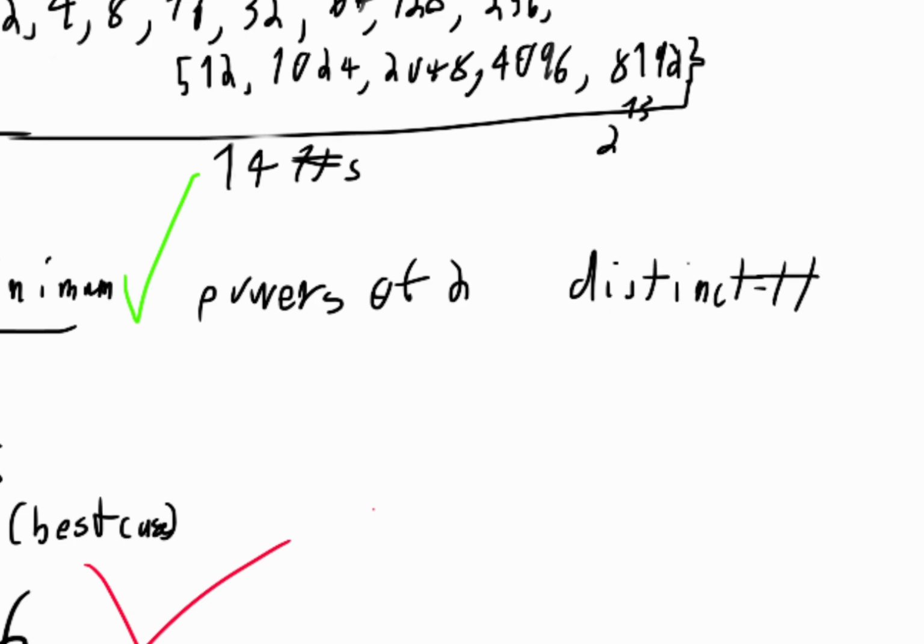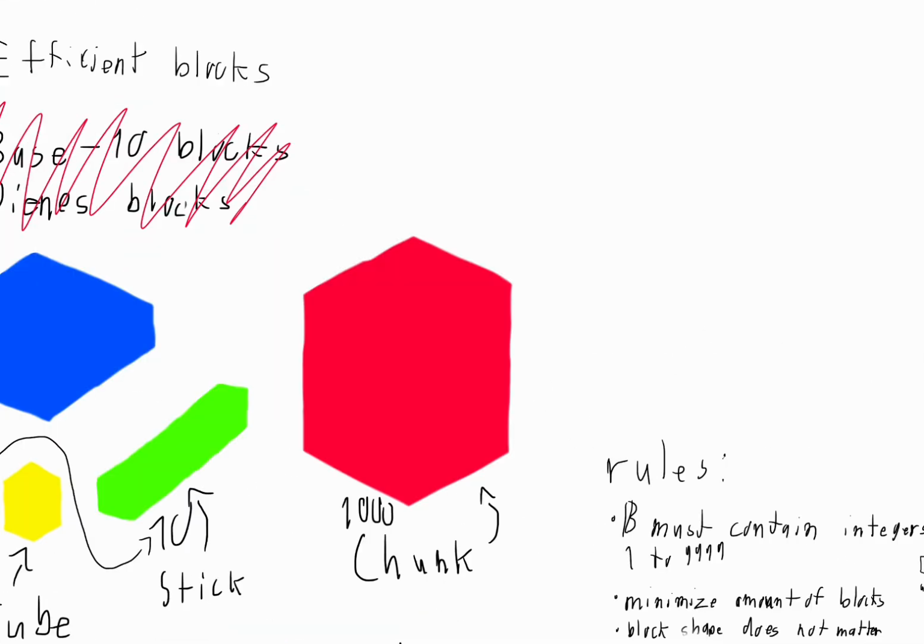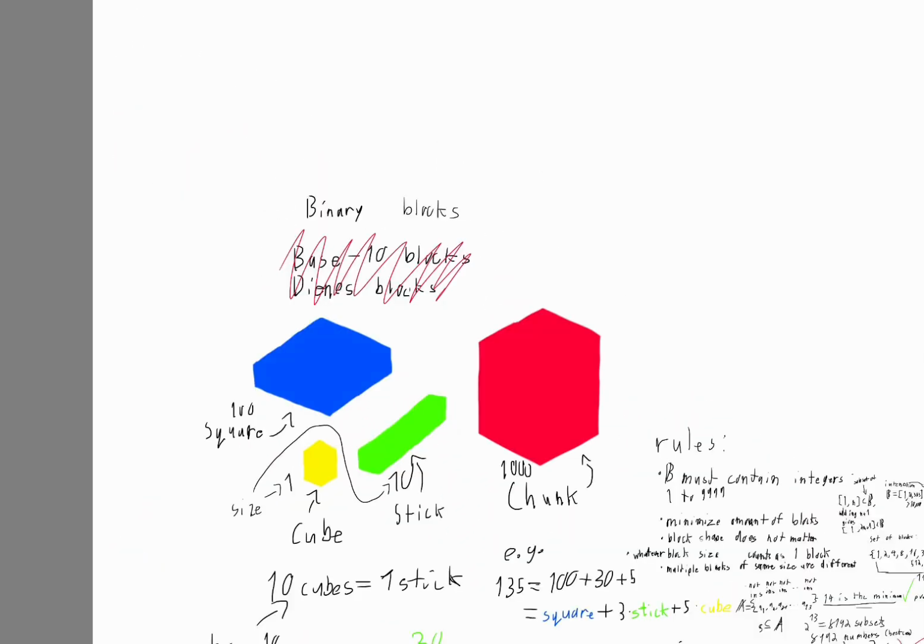Notably, the powers of 2 don't ever repeat a subset sum, which makes sense because of binary. So there you have it. Binary blocks are superior to base 10 blocks. Just don't use these blocks to teach kids how to count.